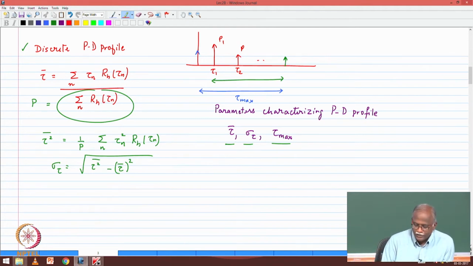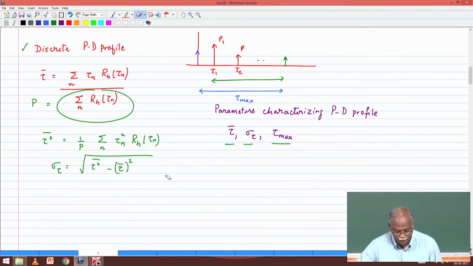Please make sure that you do include the component that contributes to the tau equal to 0 component as well. Okay. So just like you compute tau bar, you can also compute tau squared bar, and then sigma tau is obtained using our standard way of obtaining the square root of the variance.